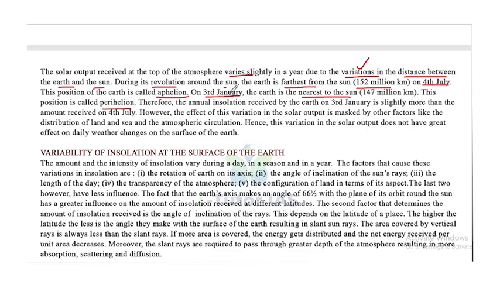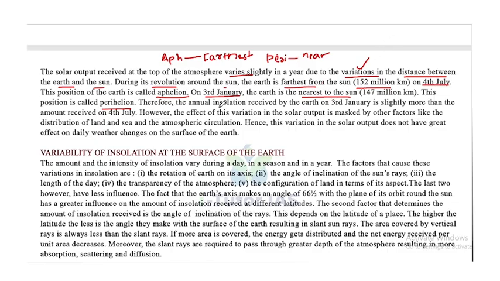So there are two types of distances. The first one, the aphelion, is when Earth is farthest from the Sun. Aphelion means farthest, and perihelion means nearest. Farthest and nearest.